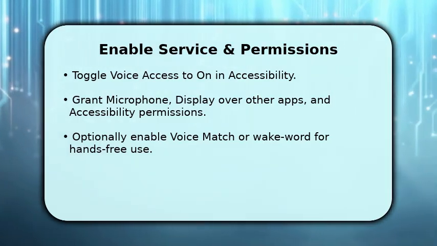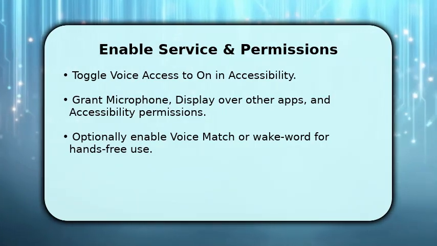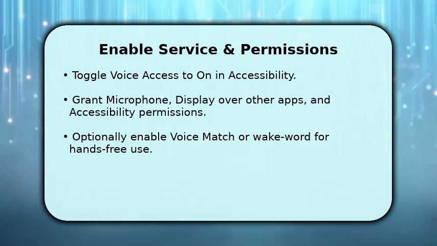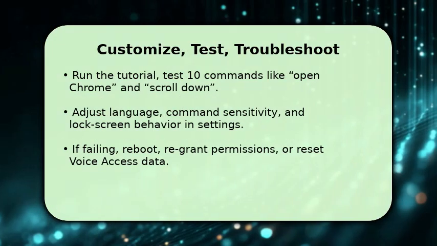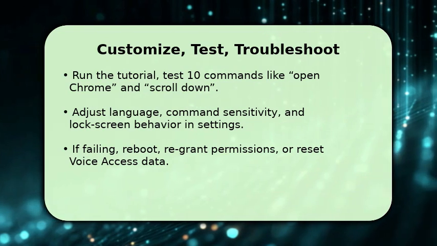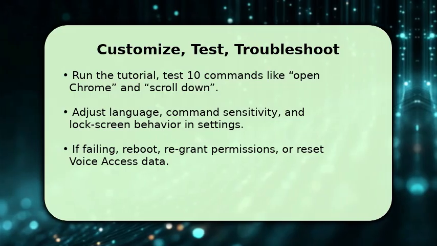If you want hands-free activation, enable voice match or the wake word option. This trains Google to recognize your voice. Make sure overlays are permitted, because without them, you can't select. Finish by running the built-in tutorial and testing a variety of commands. Open apps, tap items by number, and scroll pages. This validates permissions and trains you on phrasing.